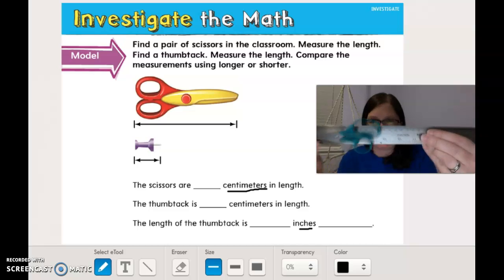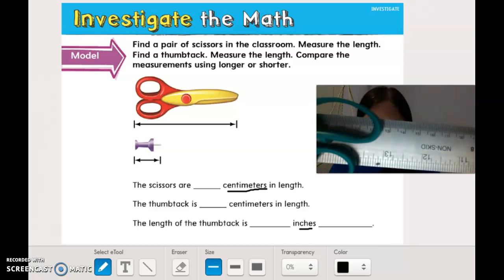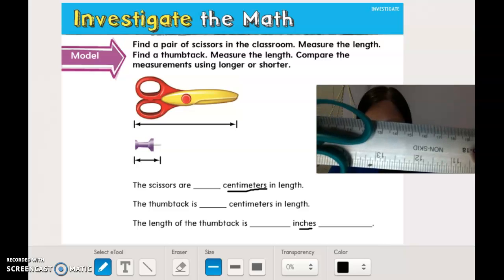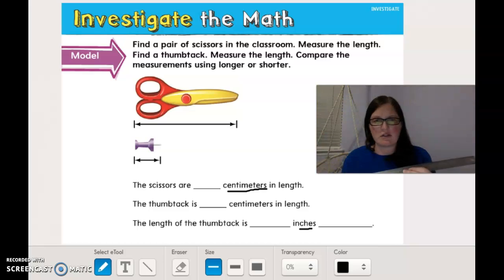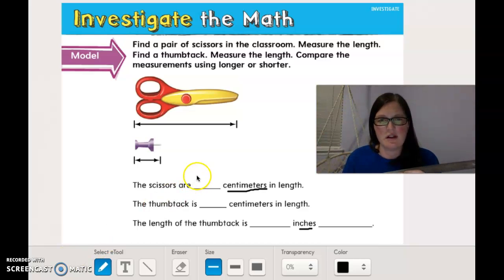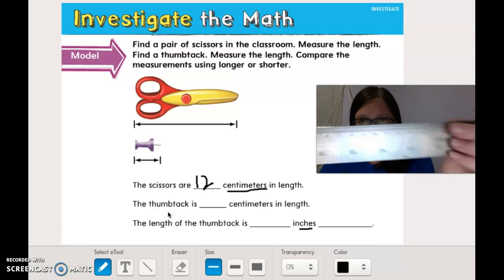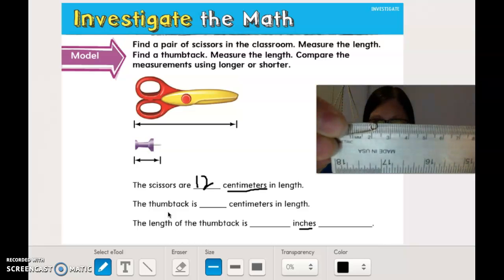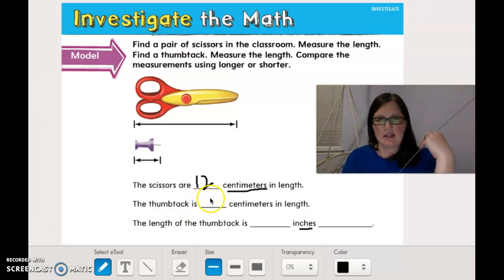Let's see if I can hold that up there. If I go to my longest one, can we read that number there? No, because it's over here. 12. We're going to go with 12 because it's a little closer to 12. So the scissors are 12 centimeters. And the thumbtack, or we're actually using a safety pin. And let's hold that one up there. Yeah, it's closer to the 2, so we're going to say that it is 2 centimeters.